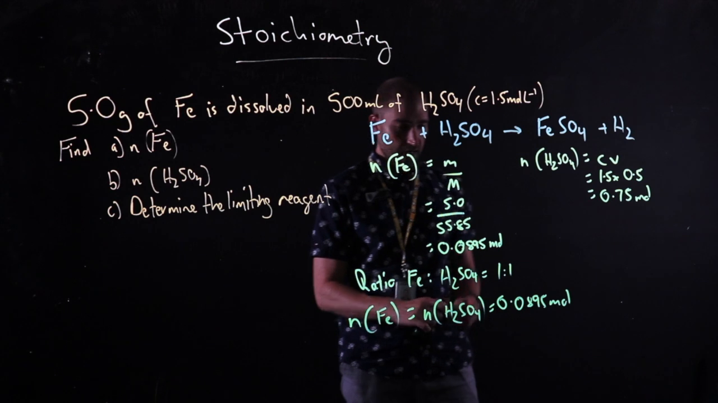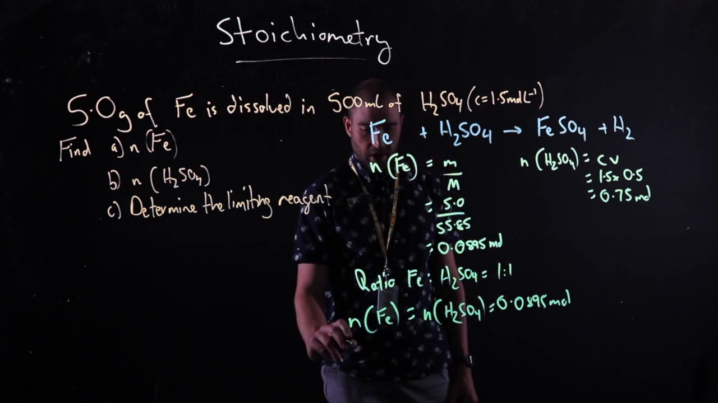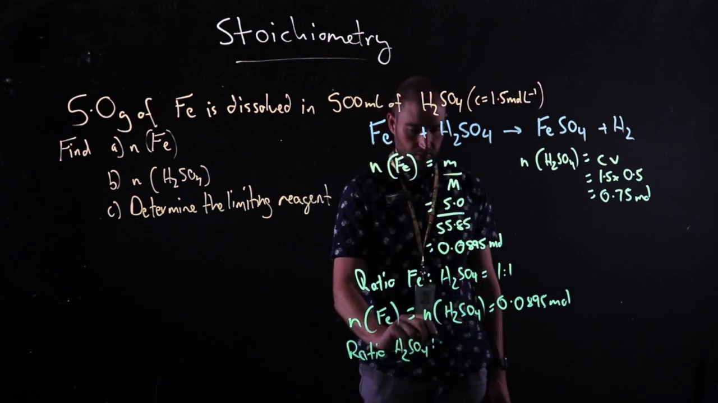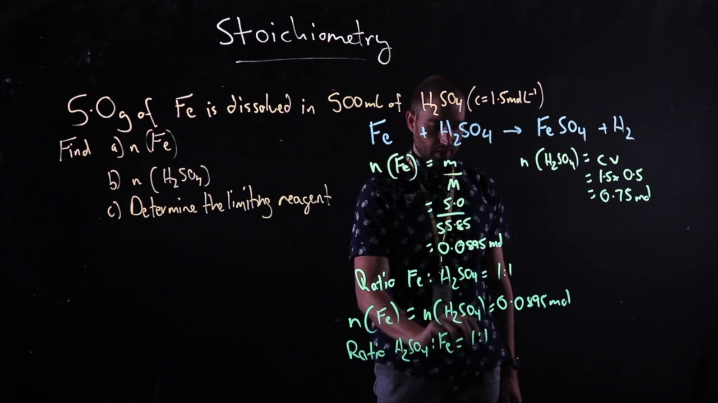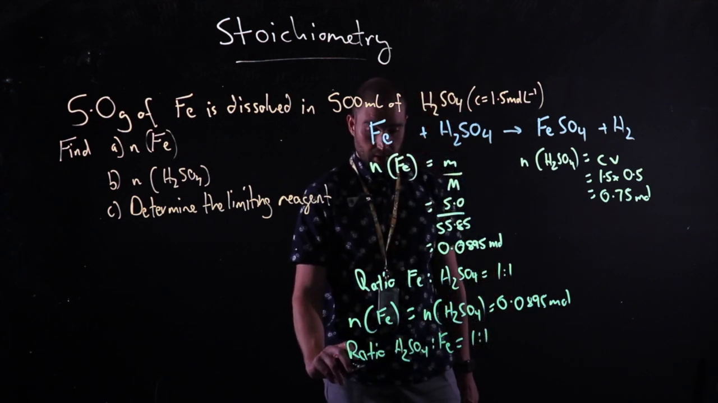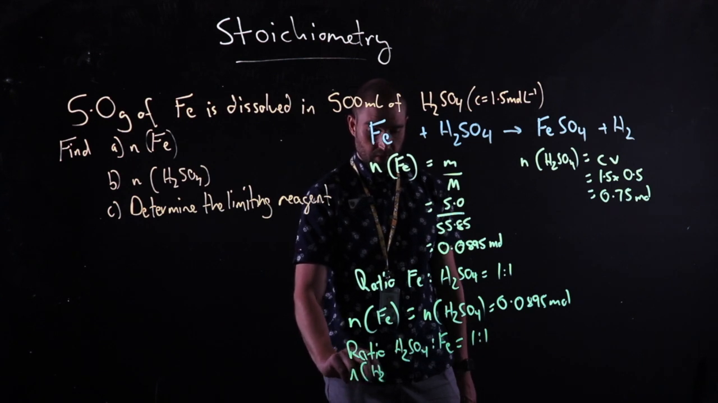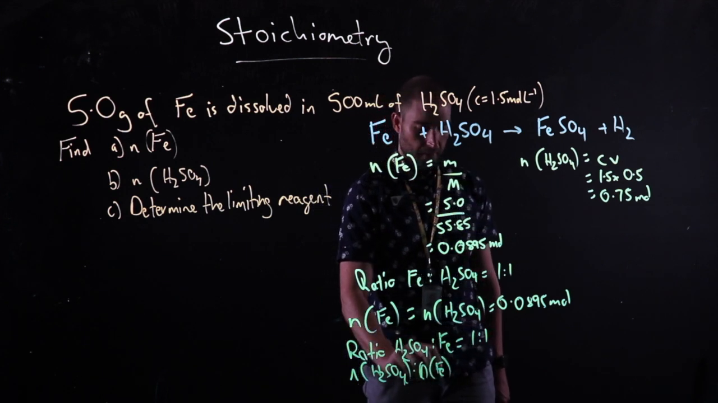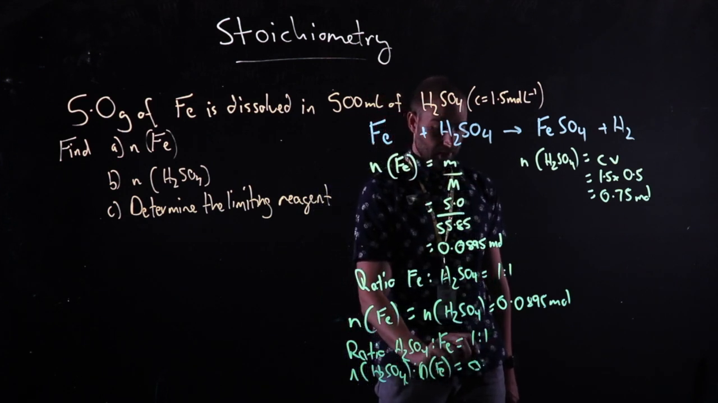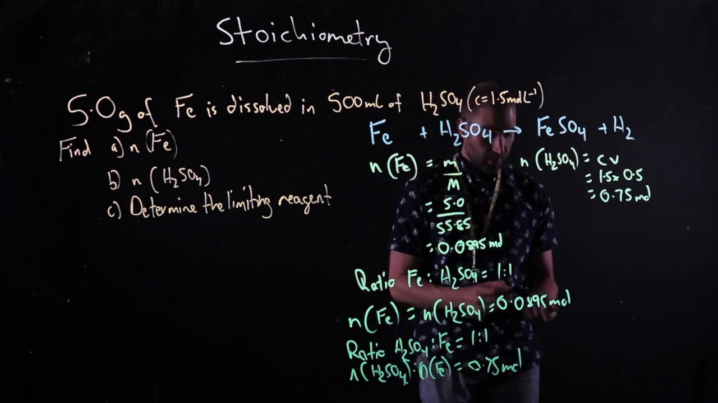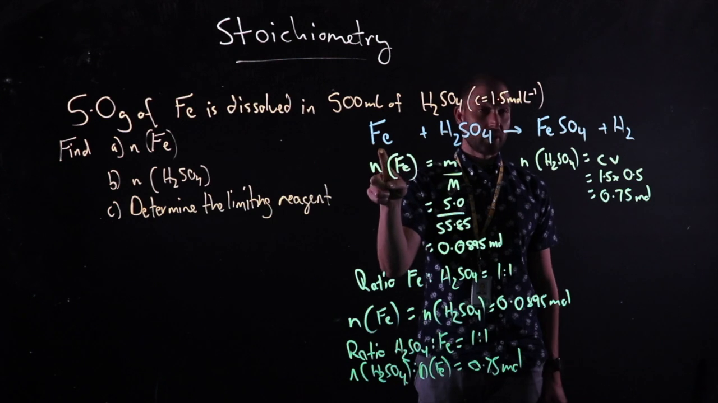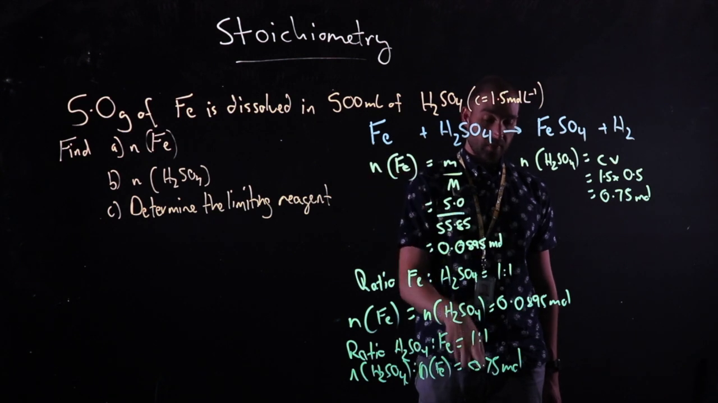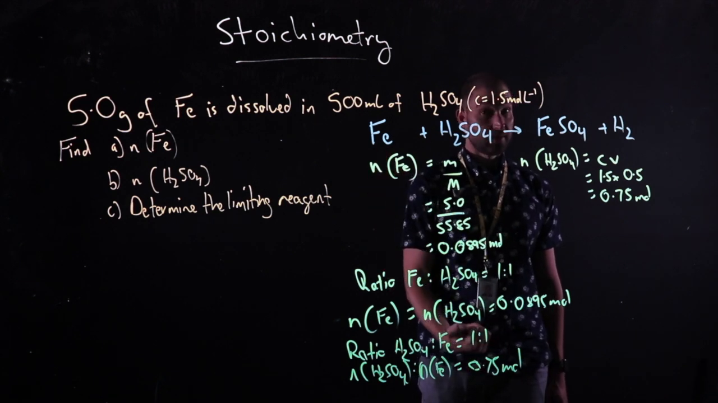Let's have a look at our ratio of sulfuric acid, so we're just going to rewrite this a little bit differently. The ratio of sulfuric acid to iron is also 1-to-1. So our number of moles of H2SO4 to our number of moles of iron, that would be 0.75 moles. What that means is if I had 1 mole of sulfuric acid, I'd need 1 mole of iron to react completely. In this case, we've got 0.75 moles, and I would need 0.75 moles of iron to react with that to completion.